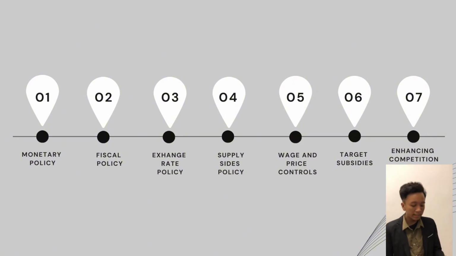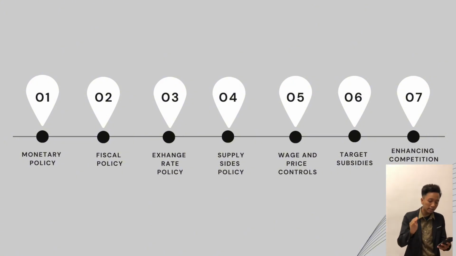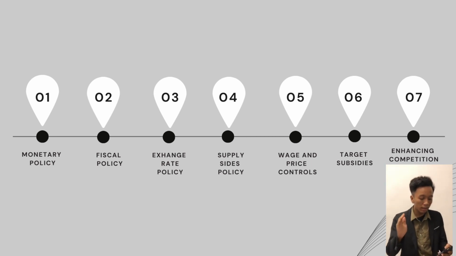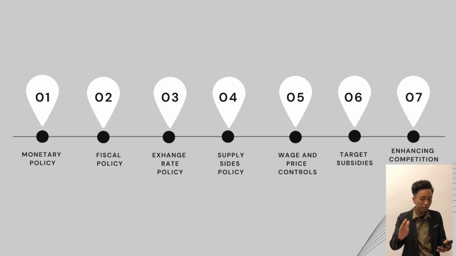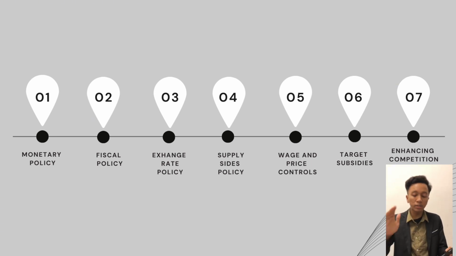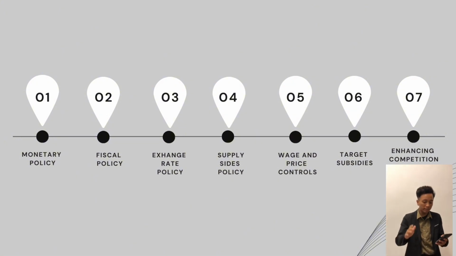The sixth one is targeted subsidy. The government can consider targeted subsidies to alleviate the burden on the vulnerable population, ensuring they can afford essential goods and services. And the last one is enhancing competition.